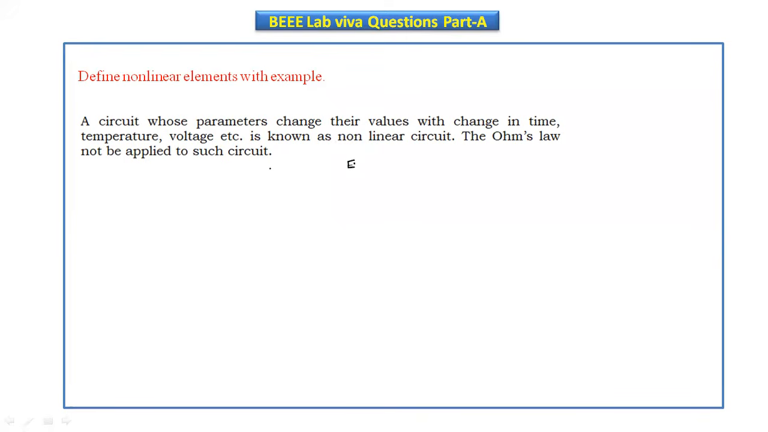If you change the voltage, current, and temperature, the parameters will change. Examples of non-linear elements are the diode and the BJT, that is the transistor. If you change the supply voltage or reverse the terminals, or change the temperature, the characteristics of these parameters will change. These are two examples; we may have many more.